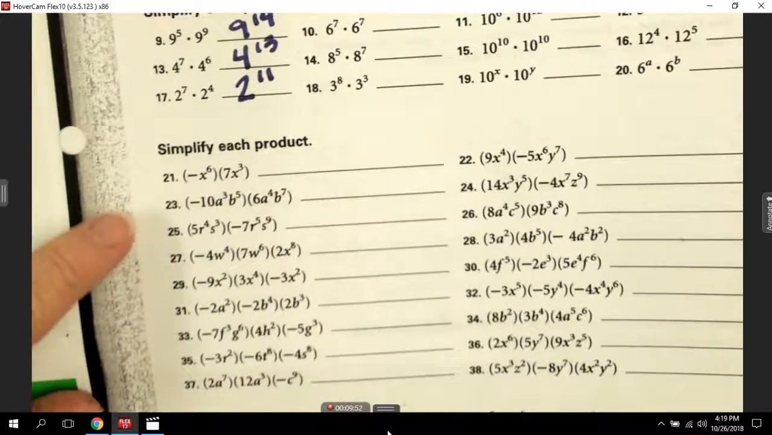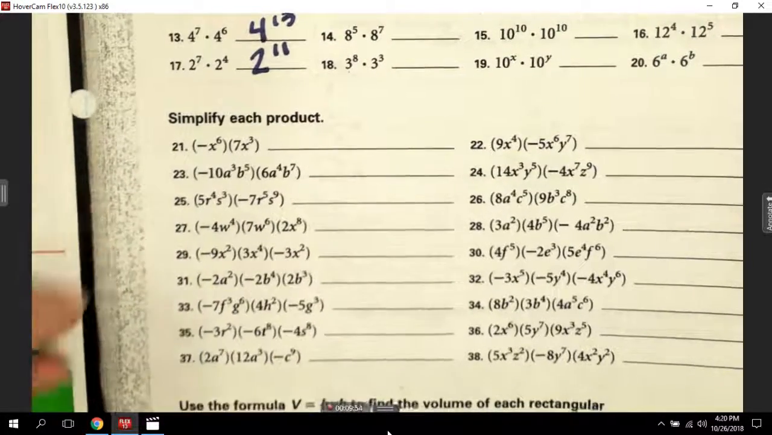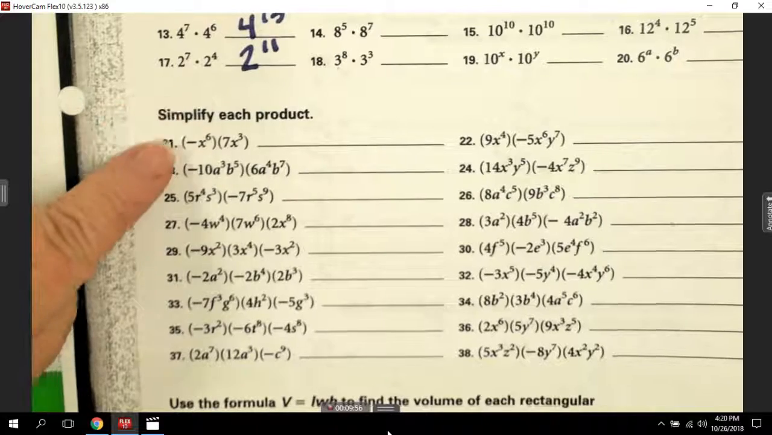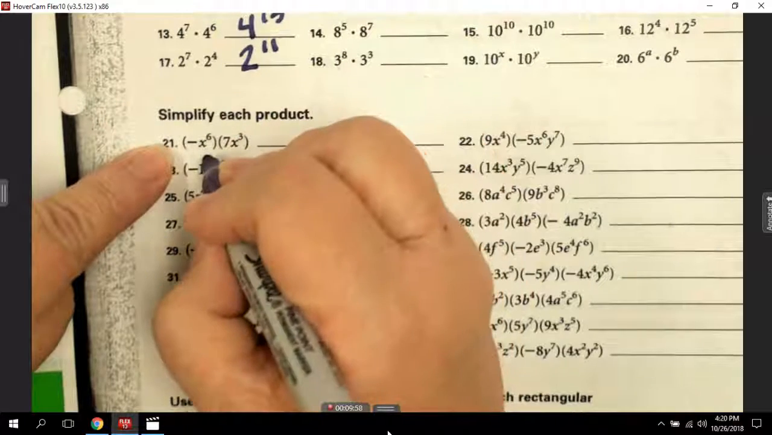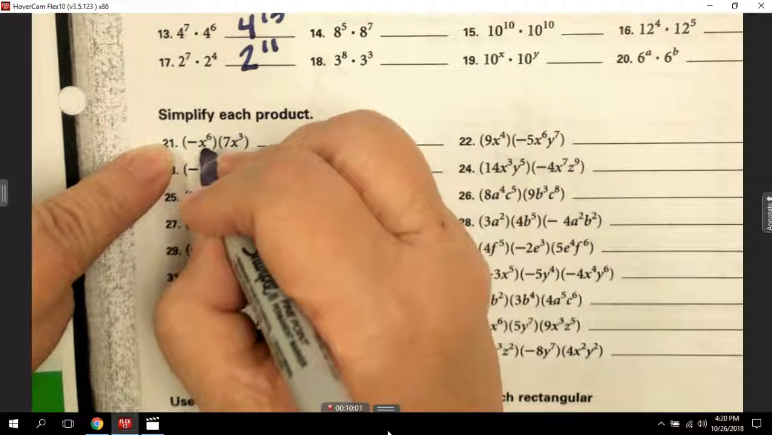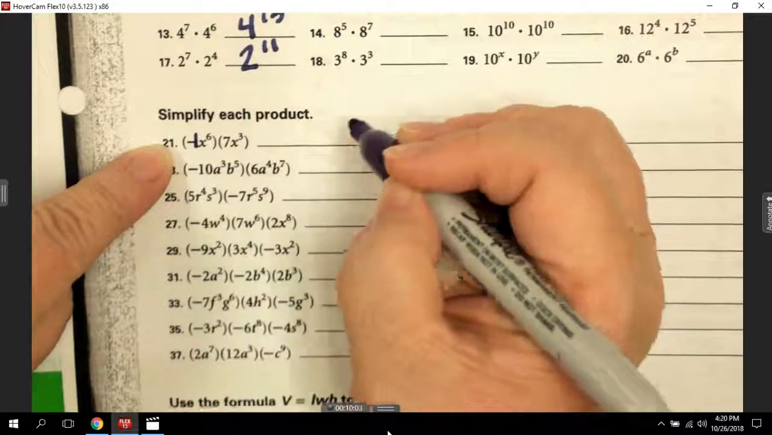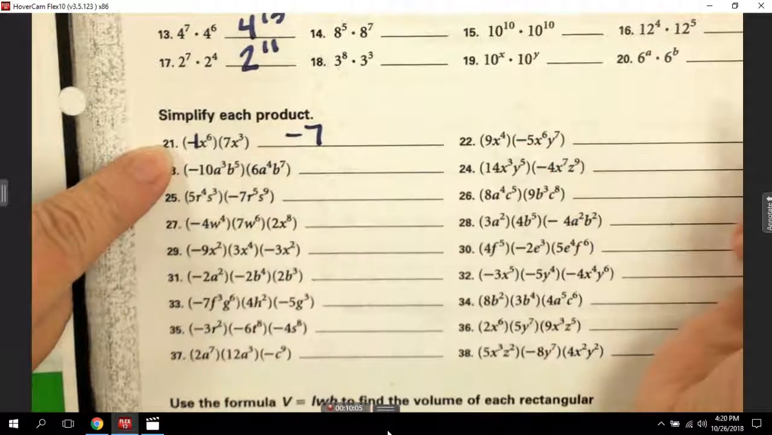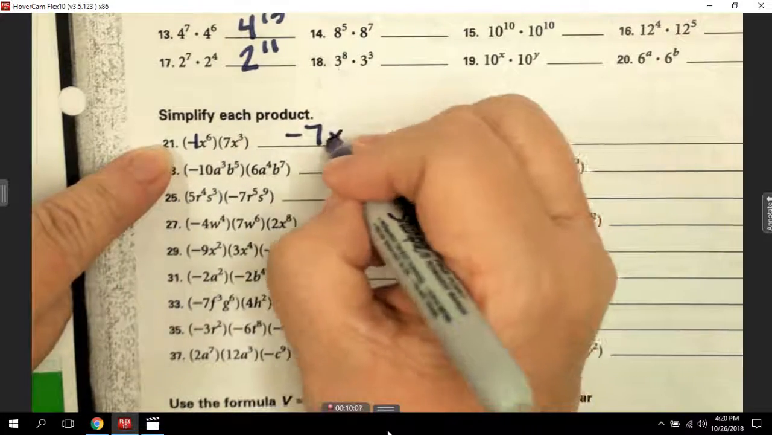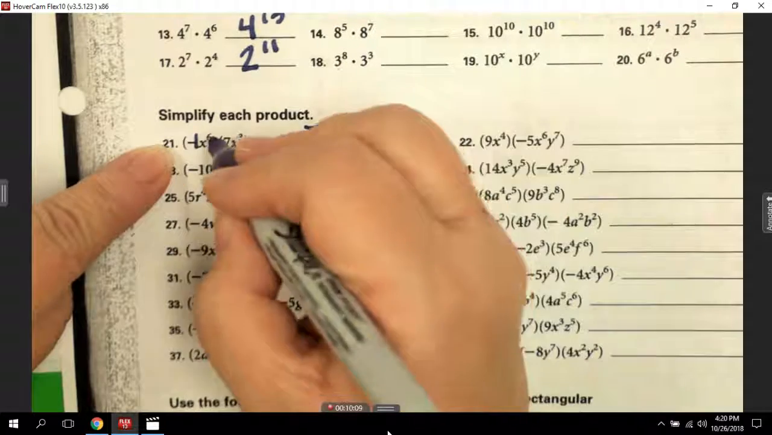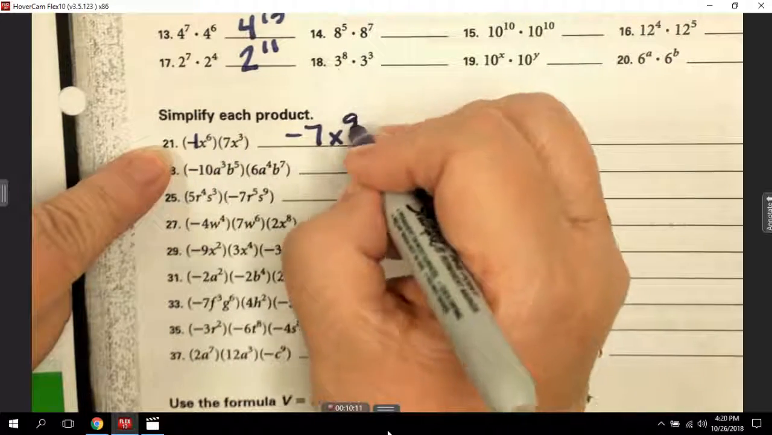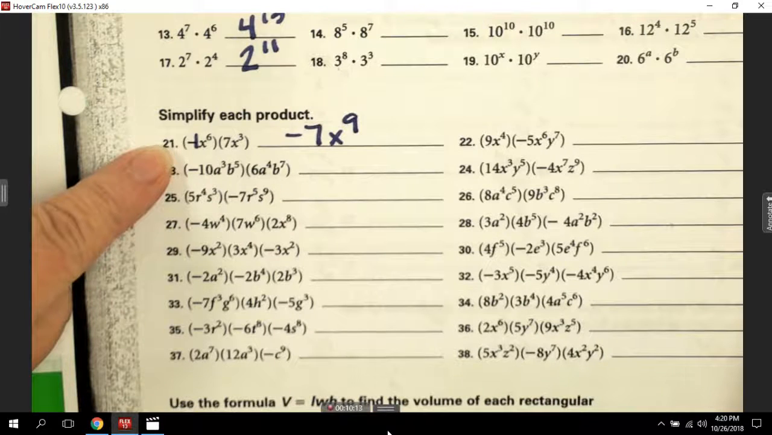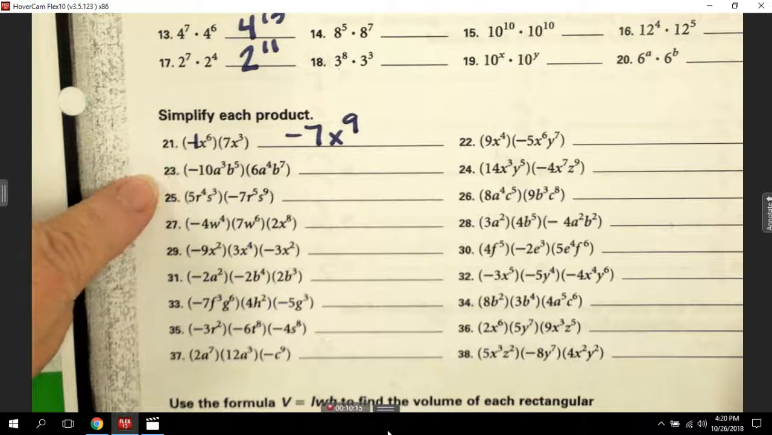Here's where we have different base numbers, and we're going to multiply them. The number that's understood to be in front of negative x to the 6 is a negative 1, so that's going to give us negative 7. The base number x's are the same, so we add the exponents for multiplication. Negative 7, x to the 9th.